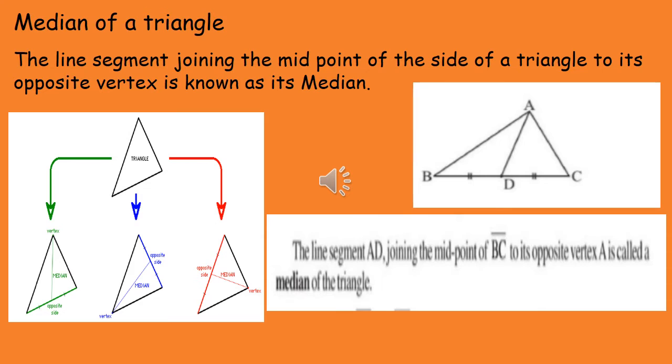AD is the median. As we have already seen that any triangle is enclosed by three sides, so it has three sides and three corresponding opposite vertices. So for one triangle we can have three medians, which are joining the three vertices with the midpoints of the opposite sides. In the diagram on the left hand side of the slide, one triangle is taken. For the same triangle, three different medians are shown by three colors.